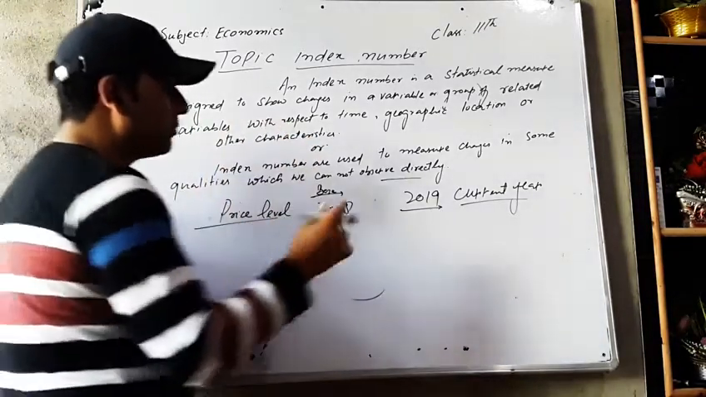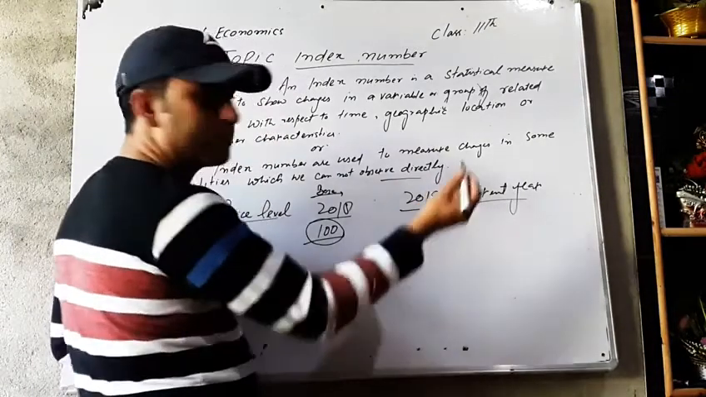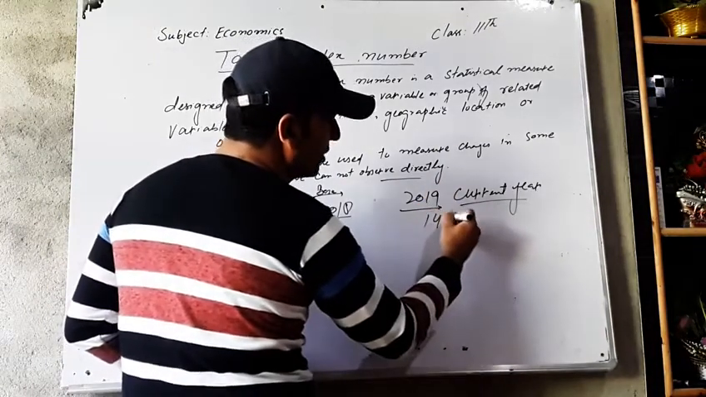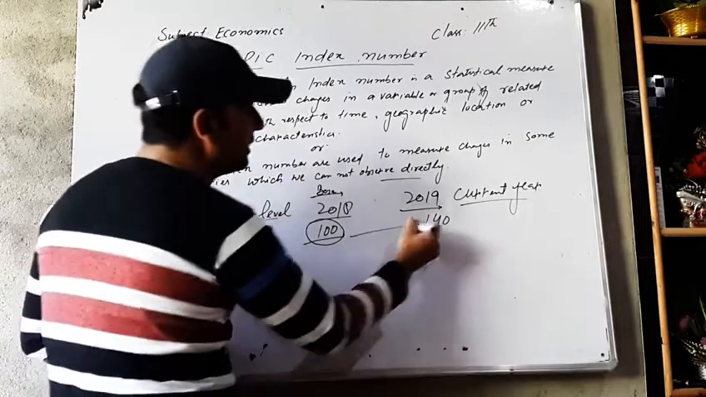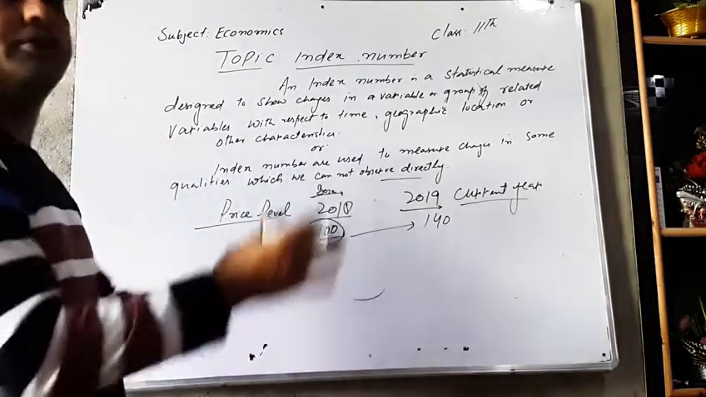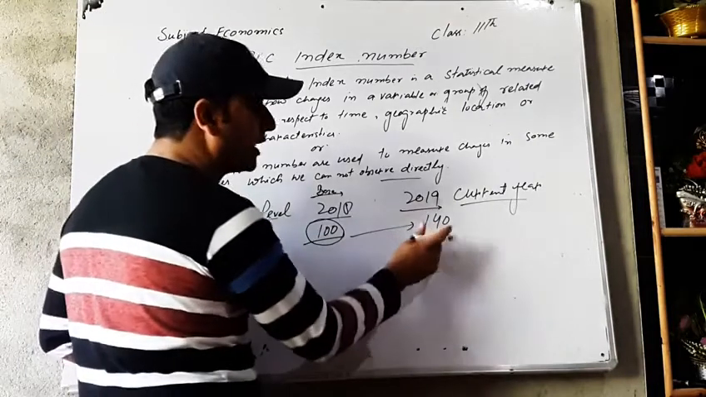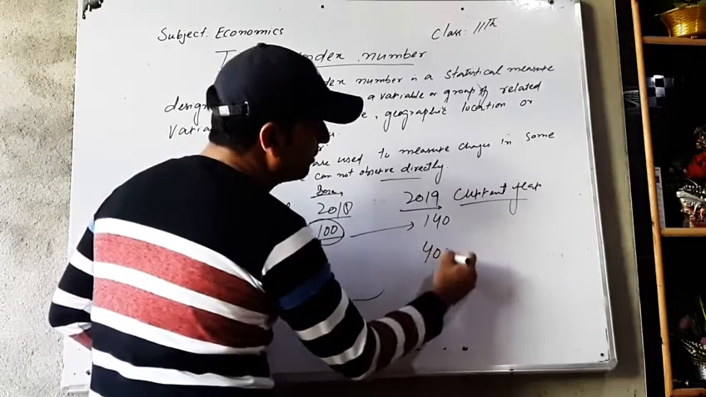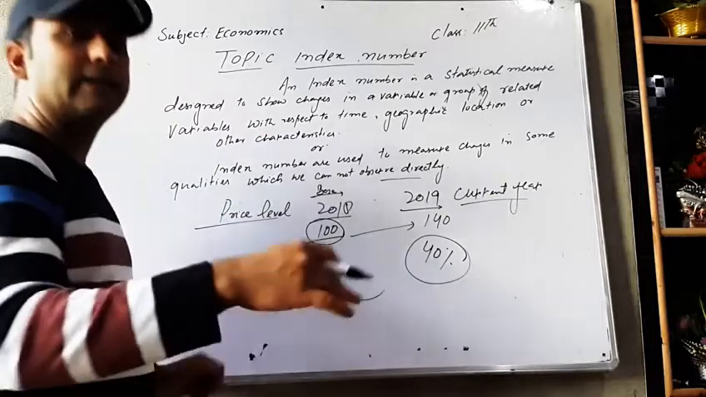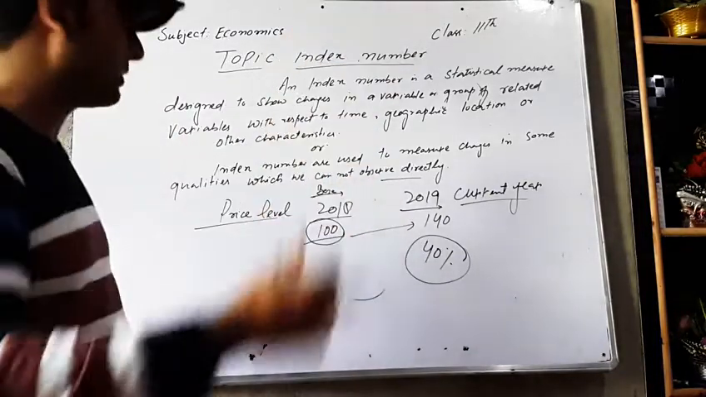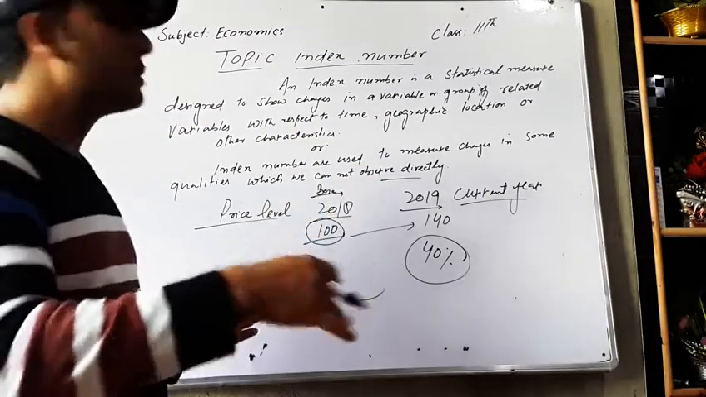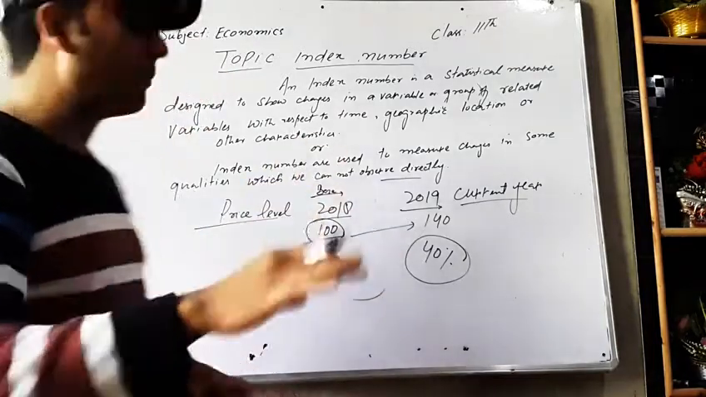Now, for example, if the price in the current year changes from 100 to, for suppose, 140, simply we can say the price of the commodities, different commodities, are changed from 100 to 140. That means there is inflation of 40%. That means the price has changed. The inflation is 40%. Inflation is there. The price has risen up to 40% of different goods.